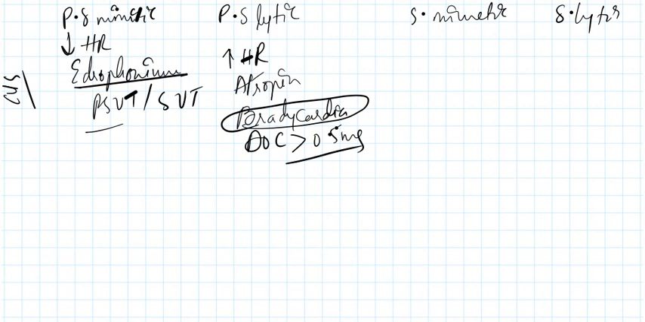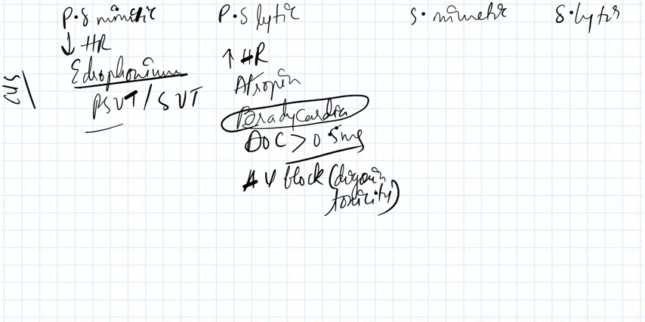And AV block. They are also used in AV block, which is caused due to digoxin toxicity. In digoxin toxicity, we can give treatment with parasympatholytics, okay, because they increase the AV conduction as well as the heart rate. Then coming to sympathomimetics, they increase the heart rate and AV conduction, and also the contractions of the heart.